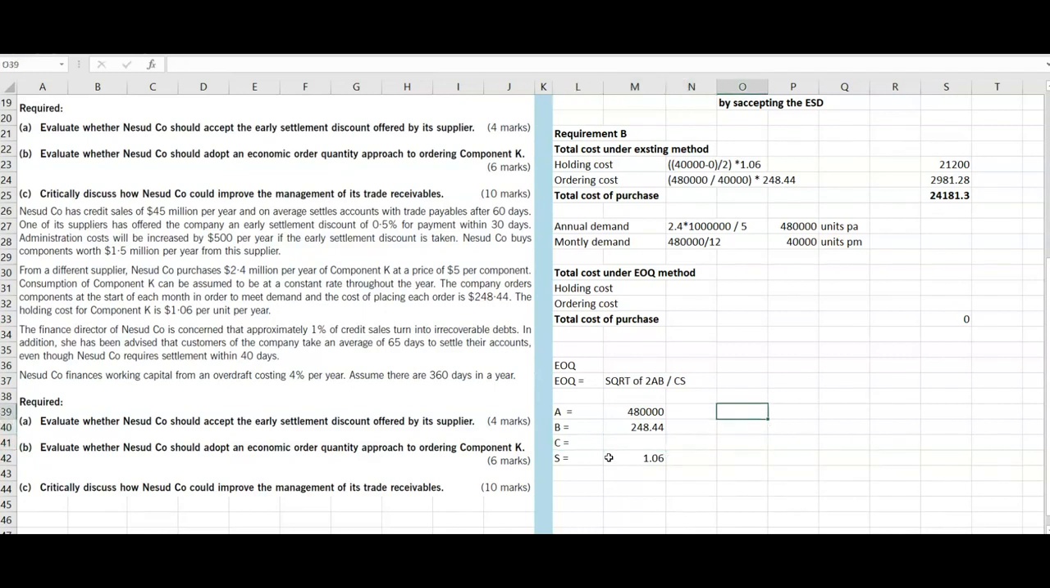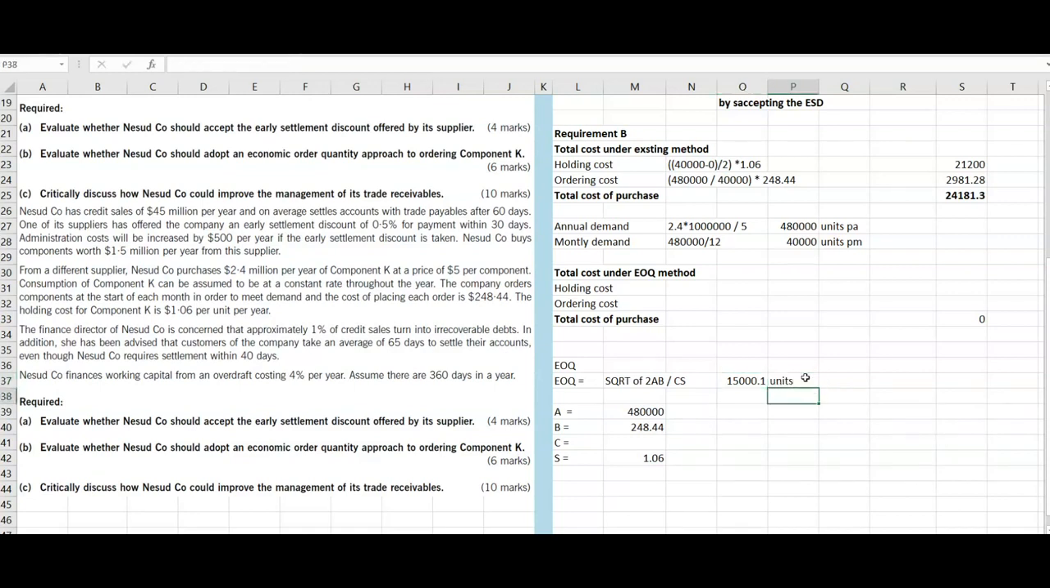So we'll go to the formula. The formula works like this: 2 into A into B, that's your numerator, divided by C S. So this first has to be computed. Once you have computed this, then you have to take a power. The power comes to 0.5. So take the power, you will get the answer. Let's see the answer. It's 15,000 units.